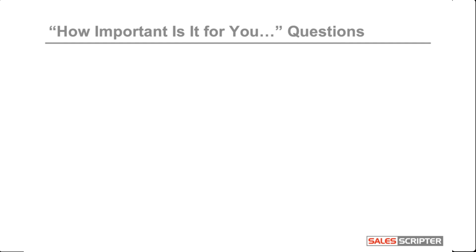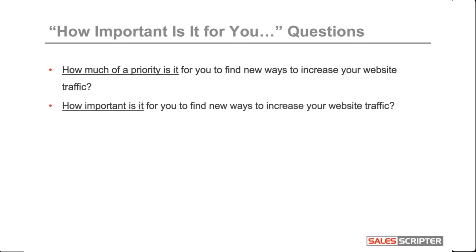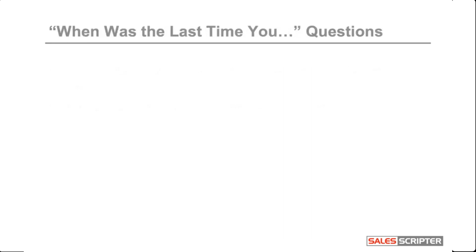So if you know that they want more traffic to their website, what can be valuable to you is to find out where that is on the things that are important to them. Here's an example of how you could phrase that. How much of a priority is it for you to find new ways to increase your website traffic? How important is it for you to find new ways to increase your website traffic? So two ways to ask that question where instead of just asking, do you need more traffic, you're trying to figure out where it is in terms of their priority or level of importance.